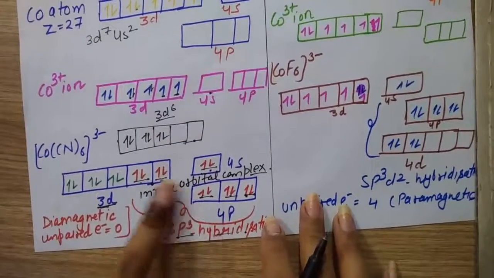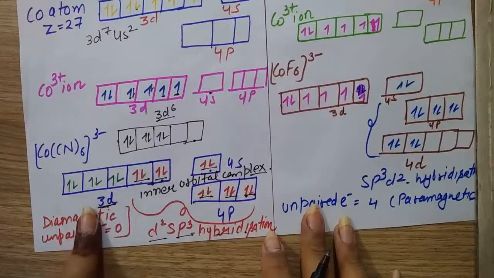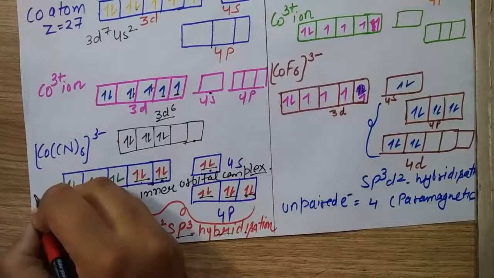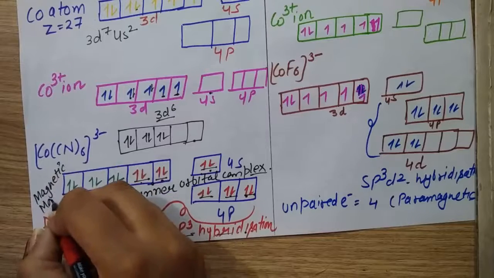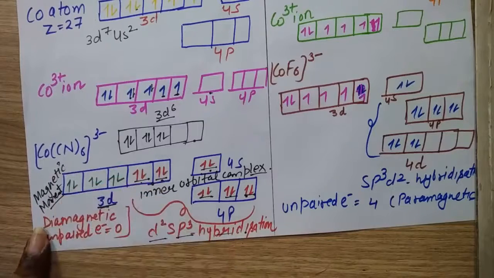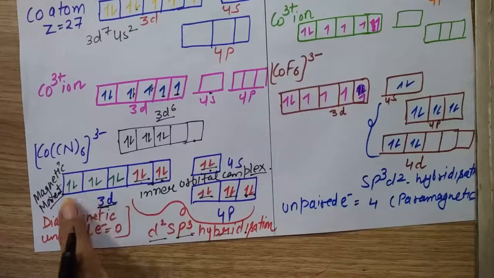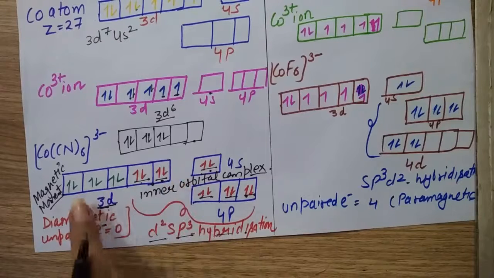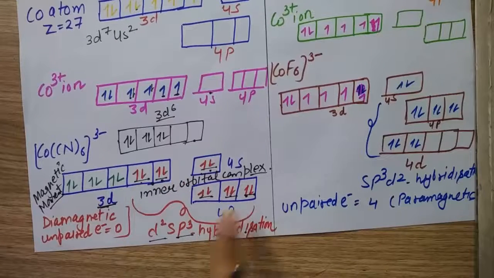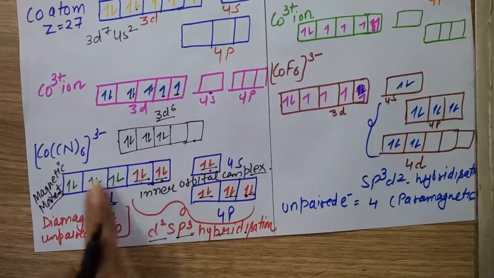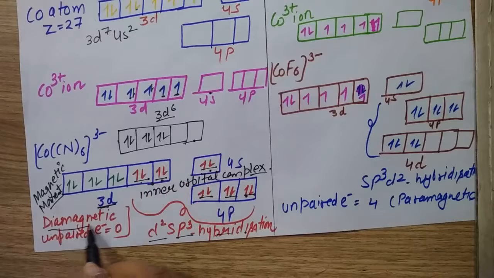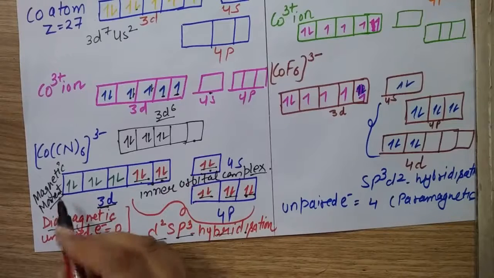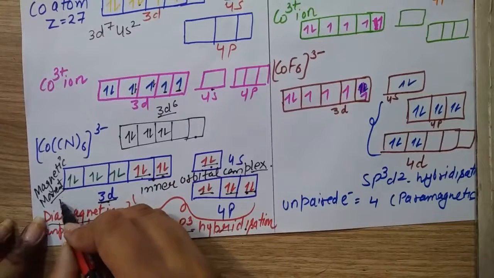Also, from this ligand, we can find the magnetic moment of this coordination compound. As we can see, there is no unpaired electron. All the electrons are paired. So the number of unpaired electrons is 0, and this coordination compound is diamagnetic in nature. Okay? Magnetic moment will be 0.